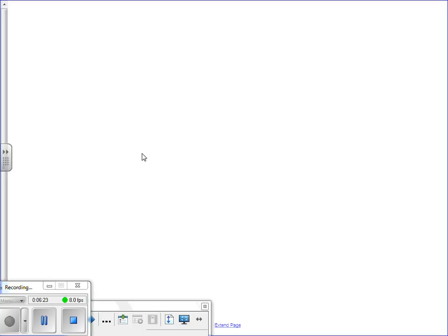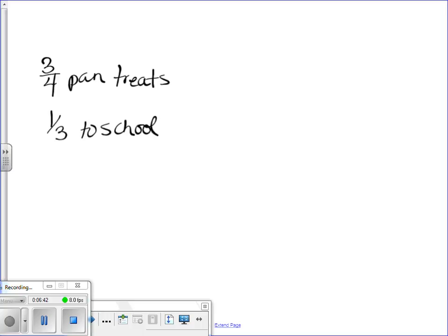Okay. So what if I had 3/4 of a pan of treats and I sent 1/3 to school? What fraction of the whole pan did I send to school? See if you can solve that one on your paper.